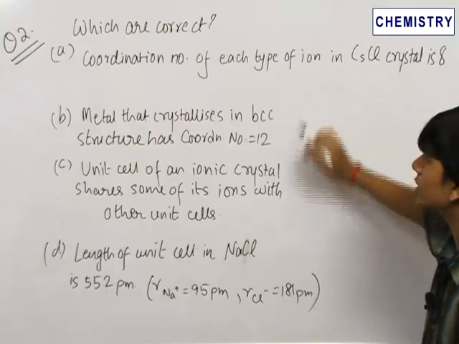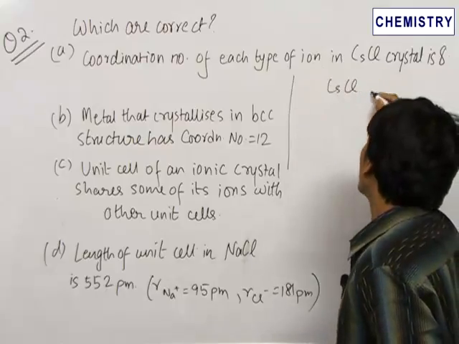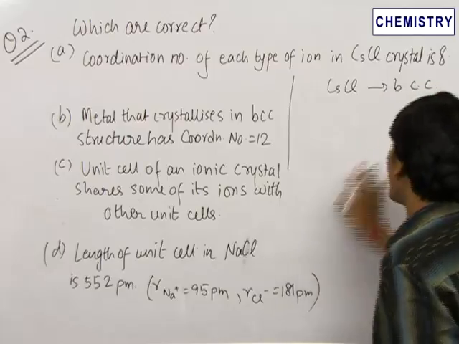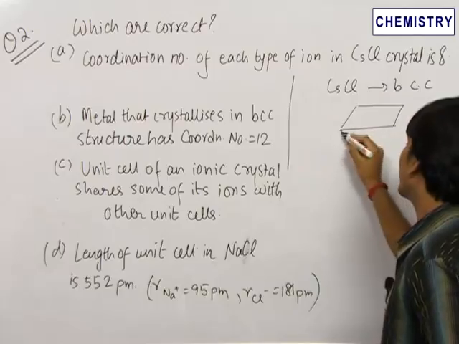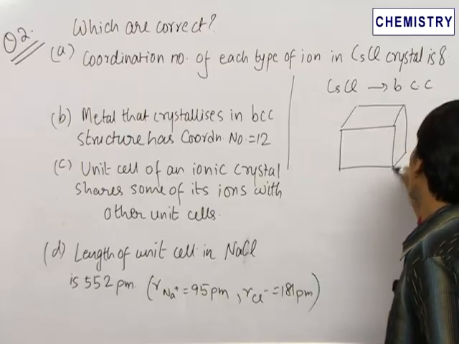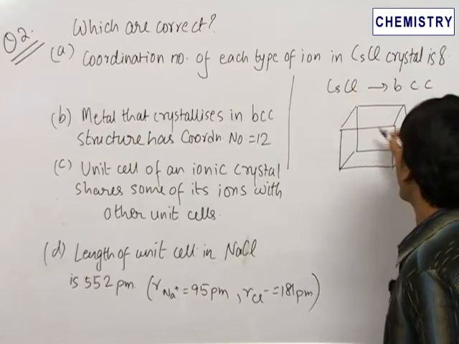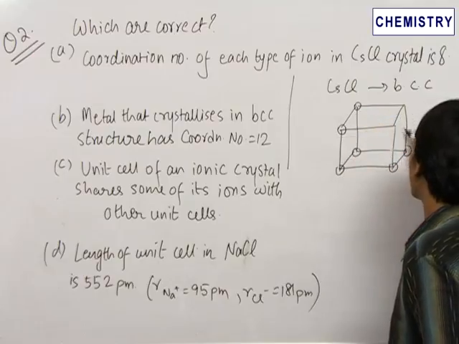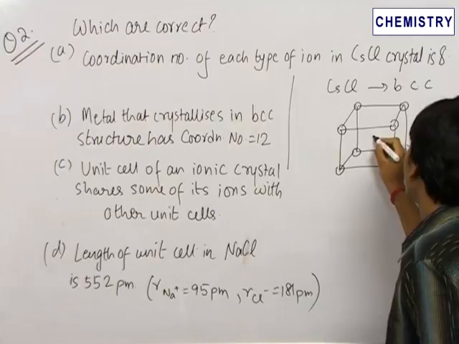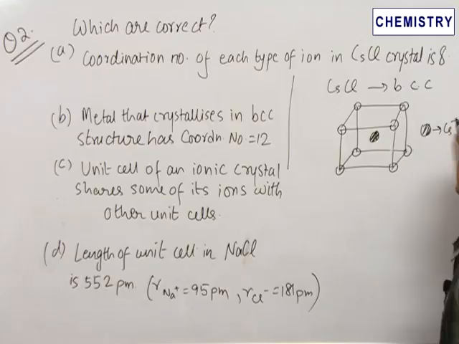So for solving this question, you must first know the structure of CsCl. The structure of CsCl is body centered cubic. You should remember this, with Cl minus ions located on the corners and Cs plus ion at the center. Therefore, we have Cl minus at these points and Cs plus ion at the center. This is Cs plus and the others are Cl minus.